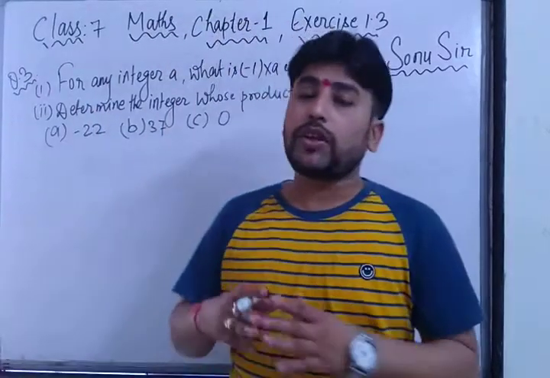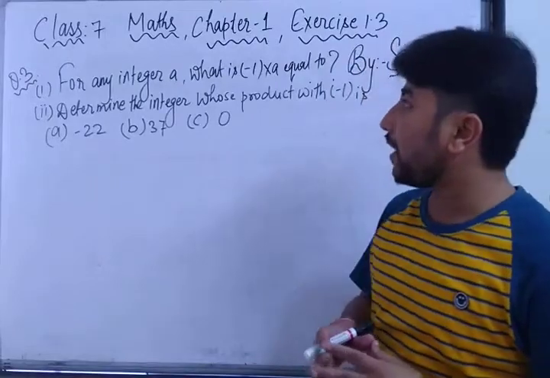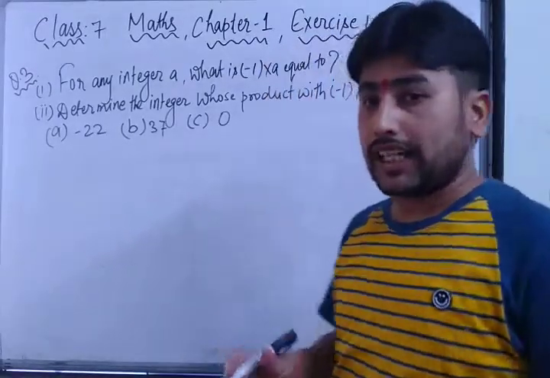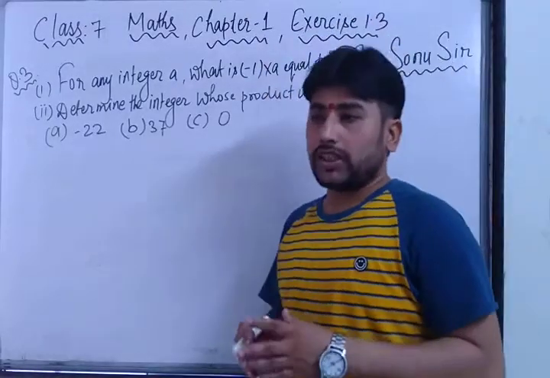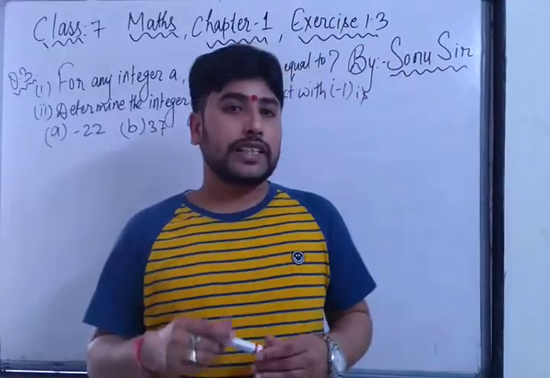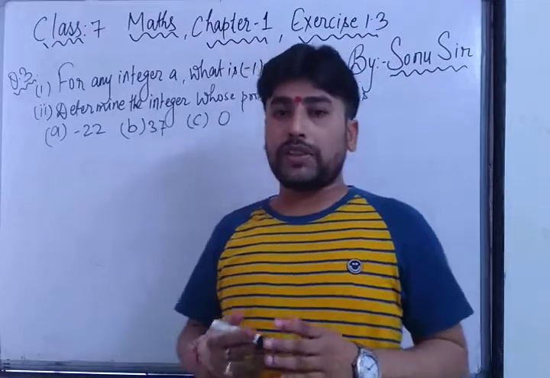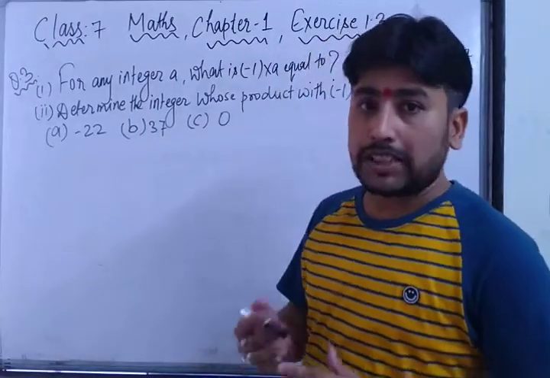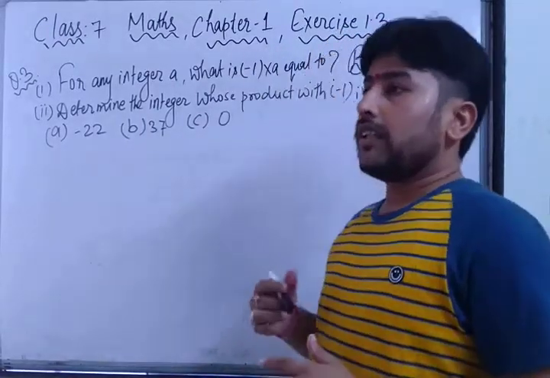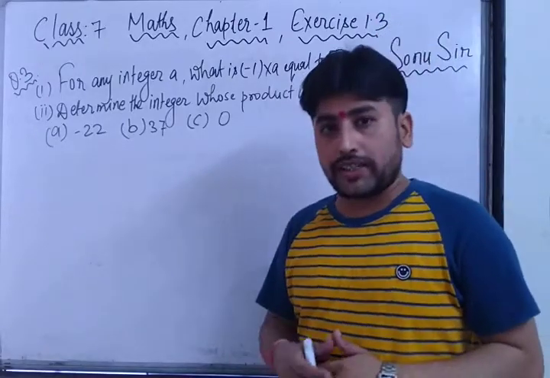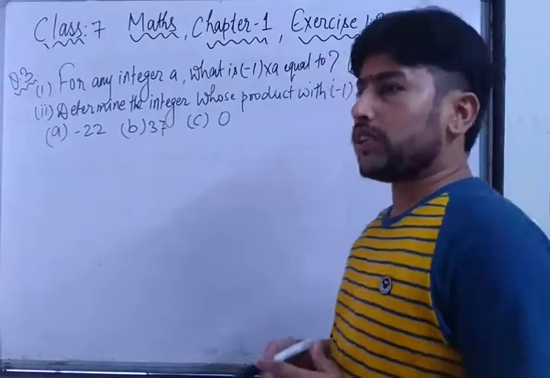Hello students, today we are going to discuss class 7 maths chapter 1 exercise 1.3 question number 3. In the previous video I had explained question number 1 and 2. I hope all of you have understood integer multiplication, and especially the products of negative integers and positive integers, right?